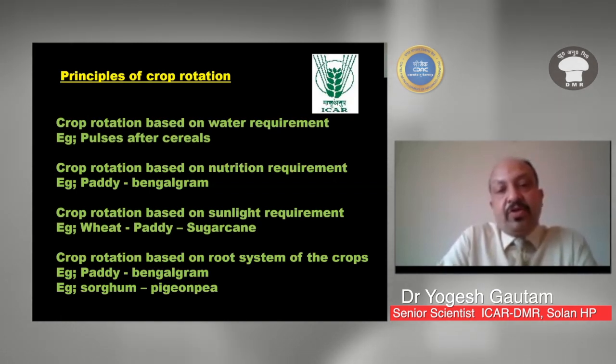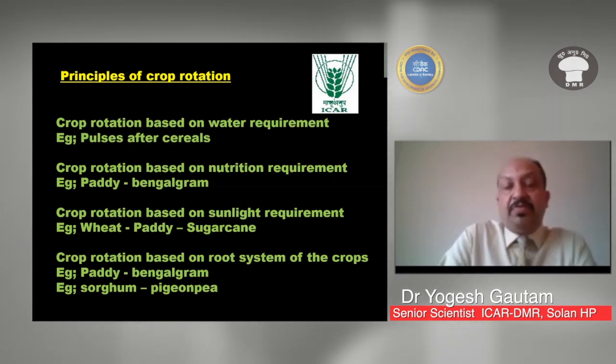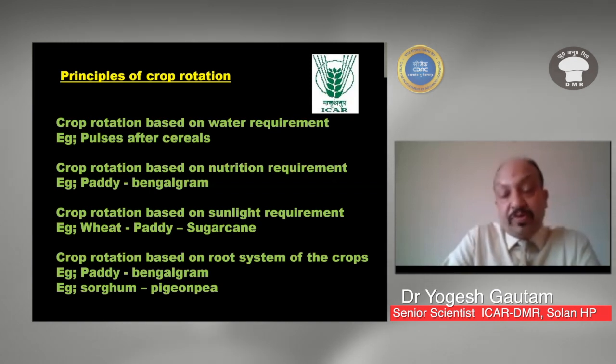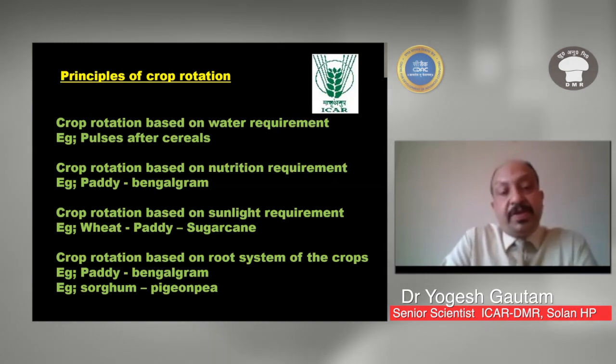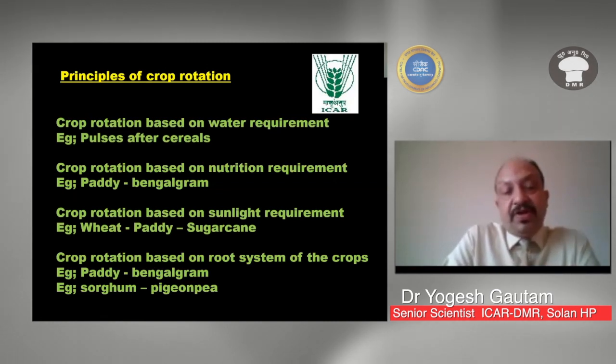And then crop rotation based on nutrition requirement. Then crop rotation based on sunlight requirement, when in which part of the year more sunlight is required, those crops are grown in that part of the year. Then based on the root system of the crops also, it is suggested that different crops can be grown at different times of the year.